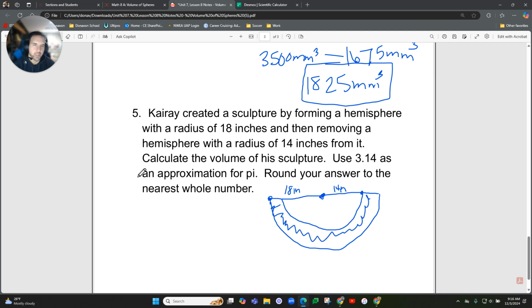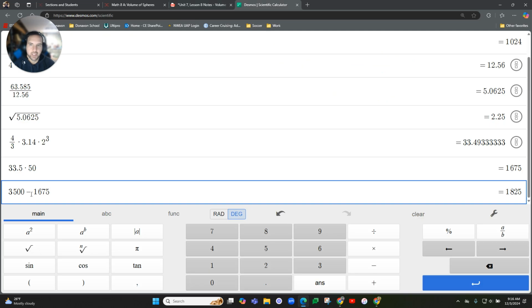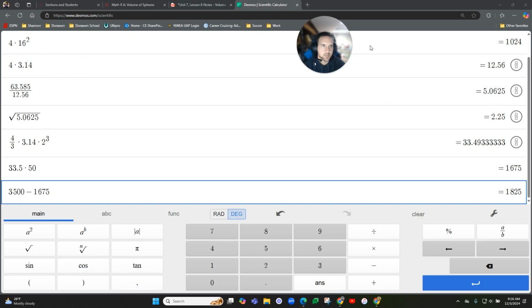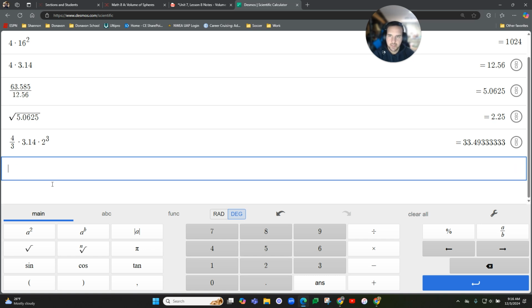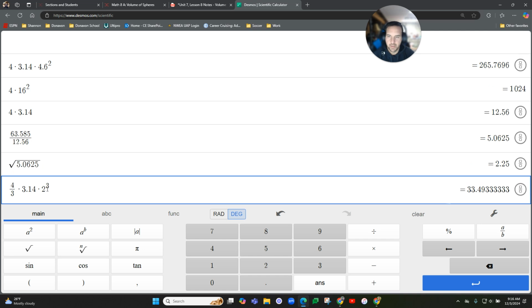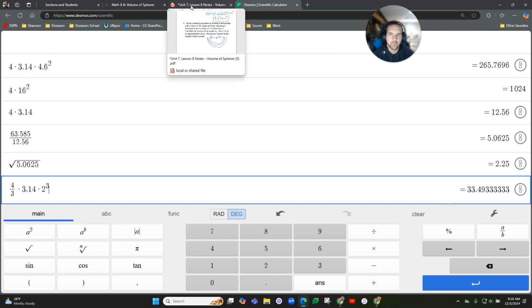So it's kind of a weird question. I like it though. Let me move my face somewhere else so I'm out of the way here. We want to go back up to this formula. The formula for finding the volume of each hemisphere is the same.